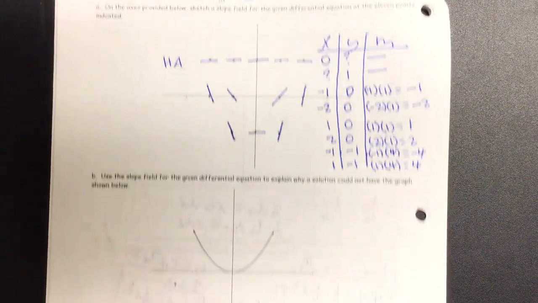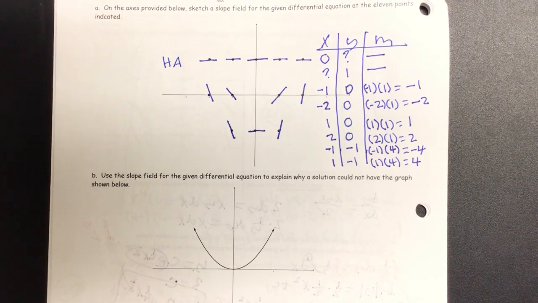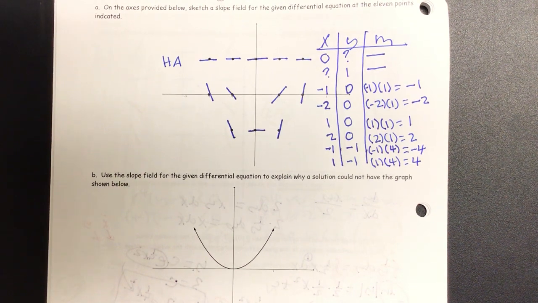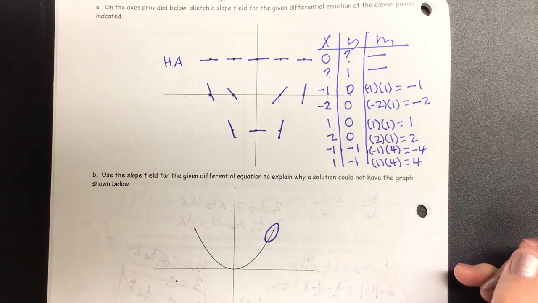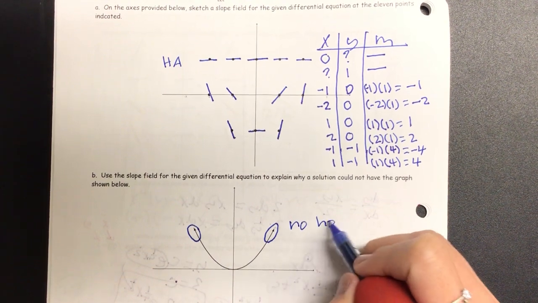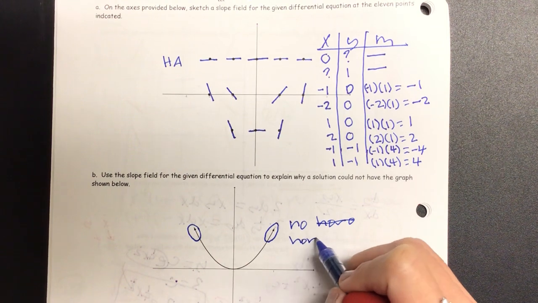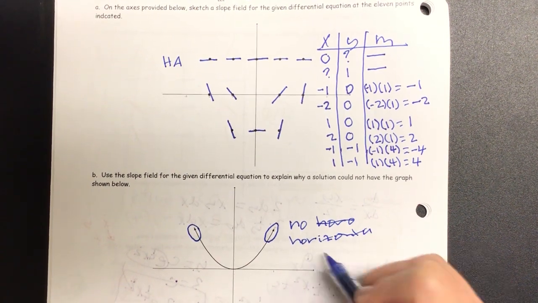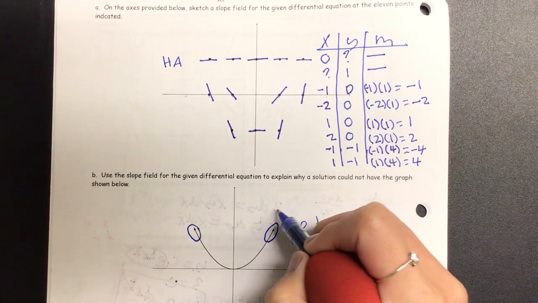All right. So then for part B, it says to use the slope field and tell me why the following could not be the graph. So let's analyze the graph. This means the graph is going up forever, correct? This right here also means the graph is going up forever. So could I even possibly make a horizontal asymptote over here? No horizontal asymptote there, because that's going to infinity.